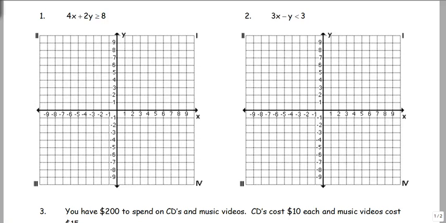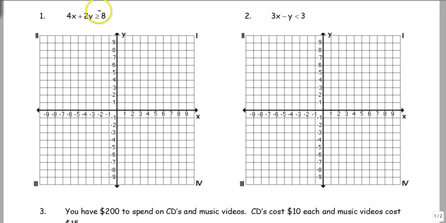Alright guys, last lesson of the chapter. We are going to graph inequalities. Now, graphing inequalities is similar to graphing just lines without the inequality symbol. And actually that's how we begin.